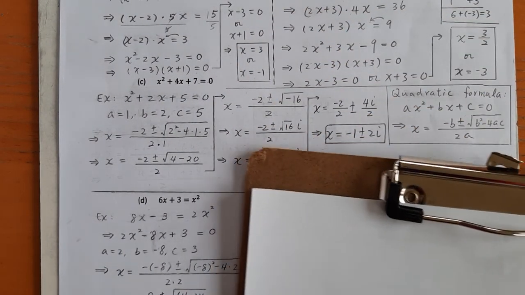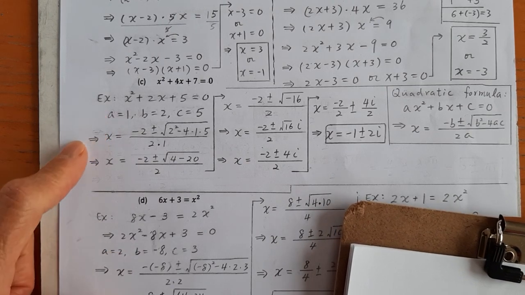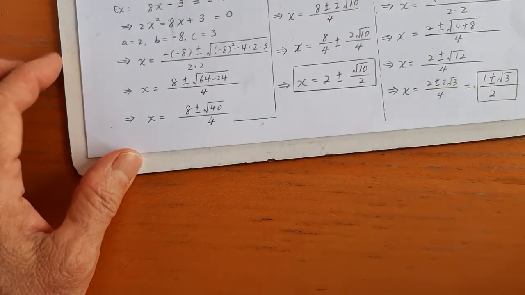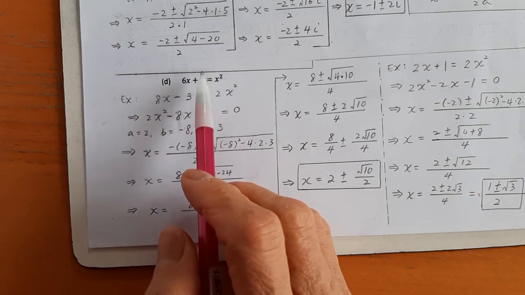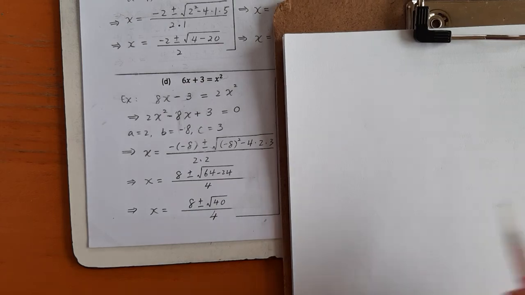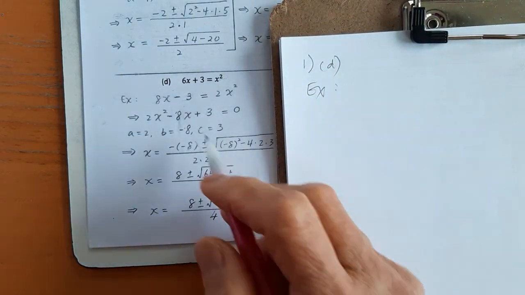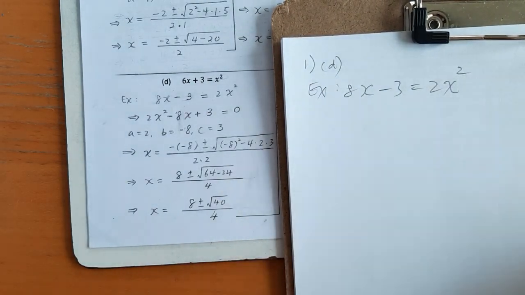Then next one is question 1c, an example. Then D. Question 1D. Your homework question is this one. And then example. Example, it's question 1D. Example, it's ax minus 3 equal to x squared.